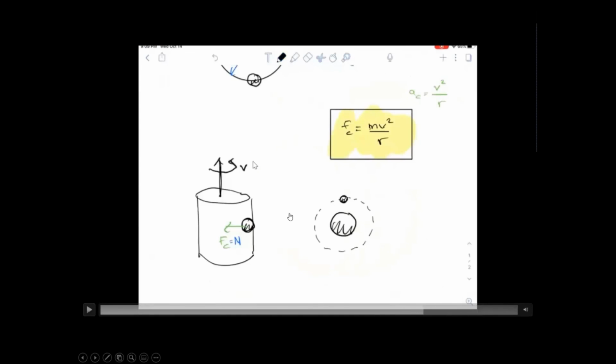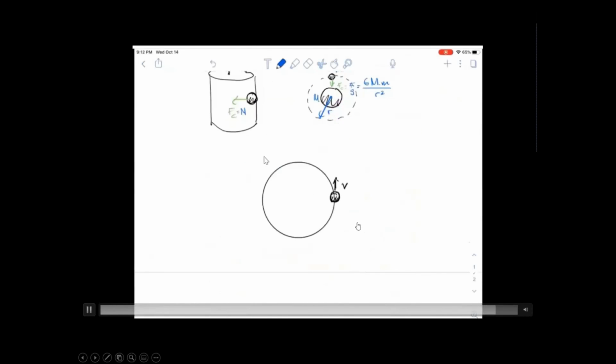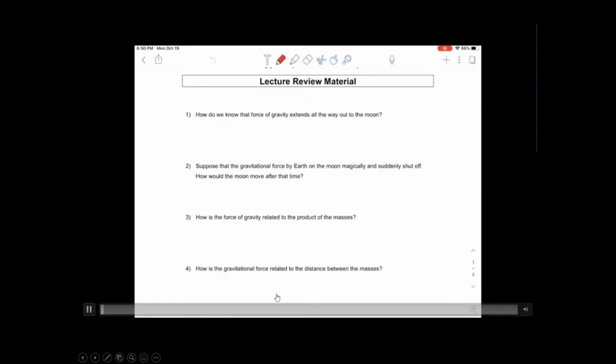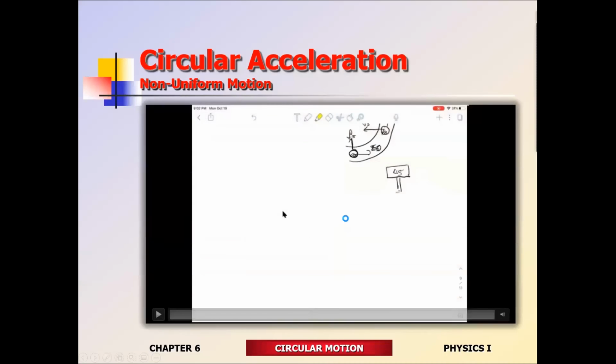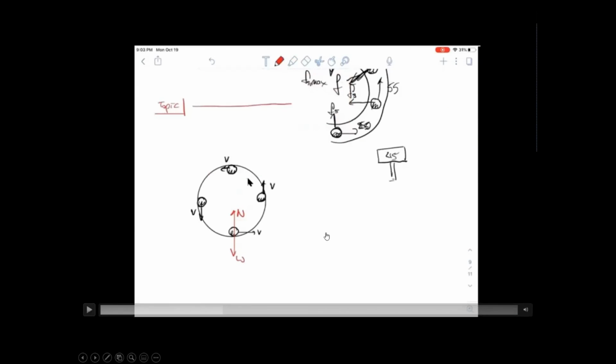Satellite orbiting the Earth, centripetal force is gravity. Car negotiating a curve, the centripetal force is the static frictional force. All right, so we've already had a discussion regarding that. So, all right, the couple of things that we will discuss.